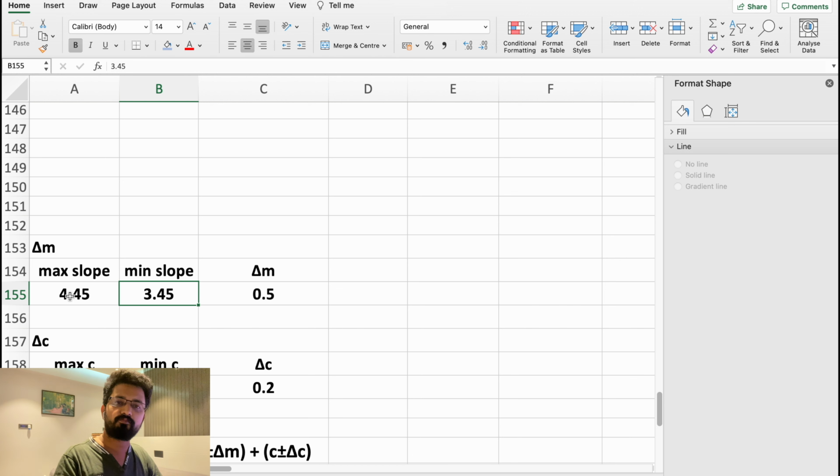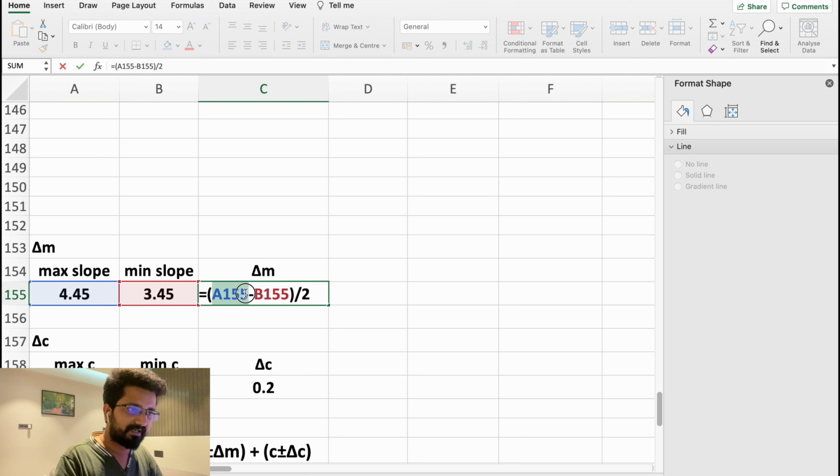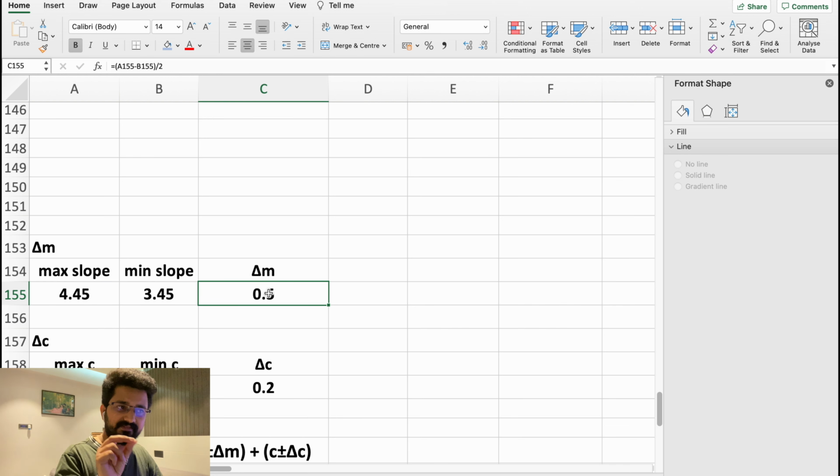And if I just do maximum minus minimum divided by 2, that will give me the uncertainty in the slope. That's what I've done over here. You can see the value in cell A155 minus the value in cell 155, divided by 2. That gives me the uncertainty in the slope, which is simply delta m.